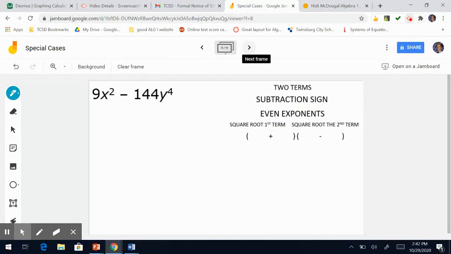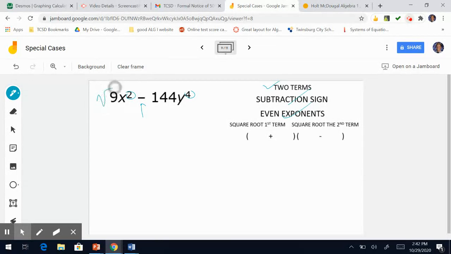So give me a problem. All right, sounds good. Here it is. First, how many terms are there? There are 2 terms. I'm going to move this over just a little bit. 2 terms, check. Subtraction sign, check, right? Even exponents, check.